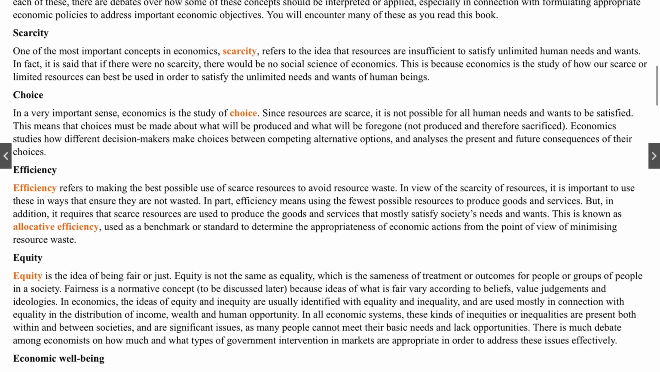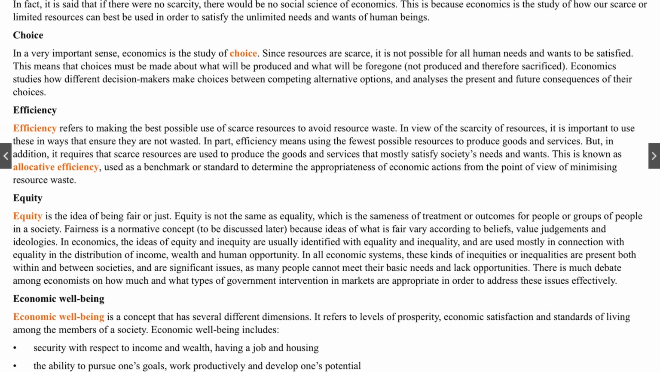Then we have choice, which in the book says, since resources are scarce, it is not possible for all human needs and wants to be satisfied. So when resources are scarce, we have to make a choice. We can choose between one product or the other. We can decide to produce it or not produce it. This will later fall into, in this unit, actually, the production possibilities curve.